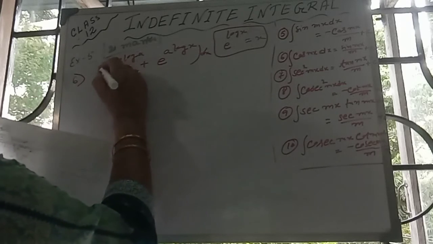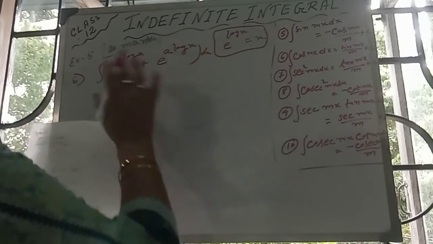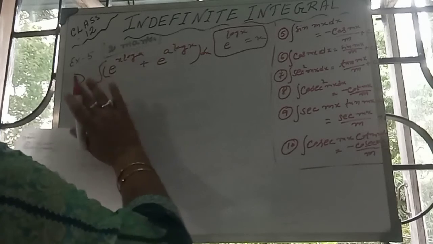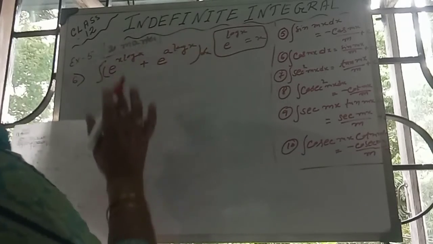Always when you put the integral sign, you should write dx or dy, whatever. It always depends on the function. If the function is related to x, you should write dx. If the function is related to y, you should write dy.